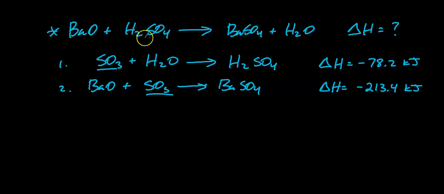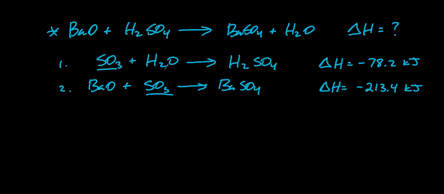H2SO4 is on the left side in our original equation, but in the equations to be added, it's on the right side. So that's not good. So chances are we're going to flip equation number 1. Let's keep going though. BaSO4 is on the right side of our original equation. It's on the right side of equation 2. It's in the correct spot. That's good. And then H2O is on the right side in our original equation, left side of equation number 1. So it looks like we need to flip equation number 1.